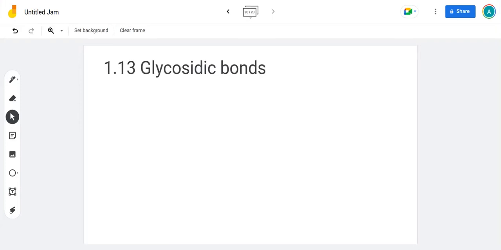Hi there, welcome to 1.30, which is all about how glycosidic bonds are made. So, glycosidic bonds are found in carbohydrates. What they do is they join sugar molecules together.